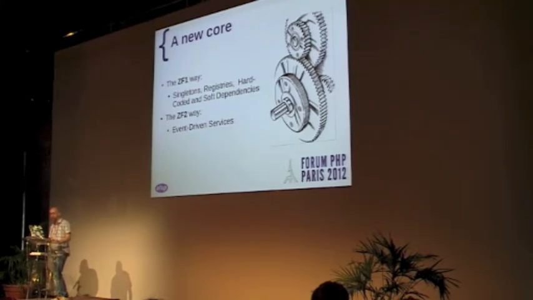And in this slide you can see the main differences. For instance, using the same pattern in Zend Framework 1, we used singleton and registry. We had a lot of hard-coded and soft dependencies. Using Zend Framework 2, we don't use this design pattern, so it's much more open.